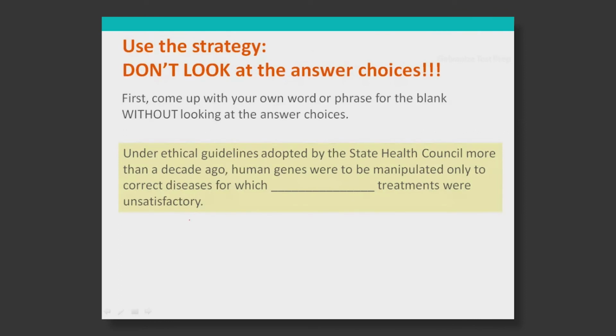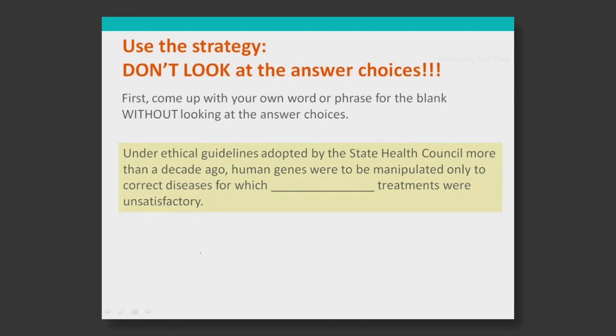Let's look at the sentence. Again, it's only one sentence. It may look long because it's 4 lines here and it's a bigger font. It's only one sentence, do not fear. Under ethical guidelines adopted by the State Health Council more than a decade ago, human genes were to be manipulated only to correct diseases for which blank treatments were unsatisfactory.